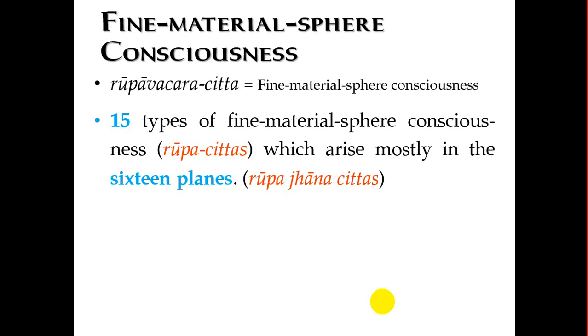Frequently arising only in 16 planes. Actually, strictly speaking, it is only 15 planes. Rūpa loka, the Rūpa realm, right? Normally we say 16, but one realm does not have any mind. It has only the body, material form. So except for that realm, we have 15 rūpa realms. These fine material consciousnesses generally arise in those realms. Therefore it is called Rūpāvacara-citta, fine material consciousness.